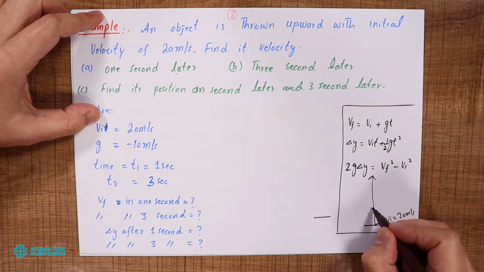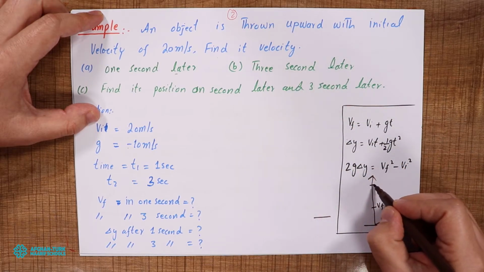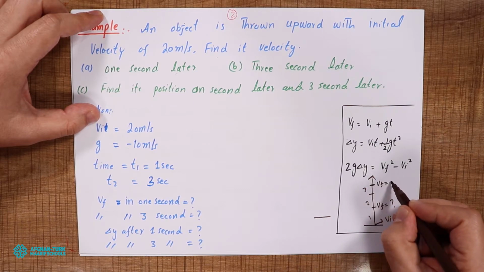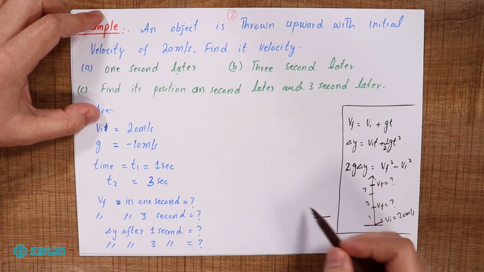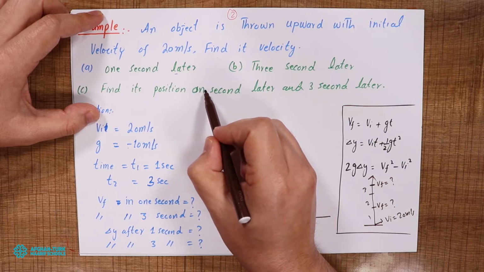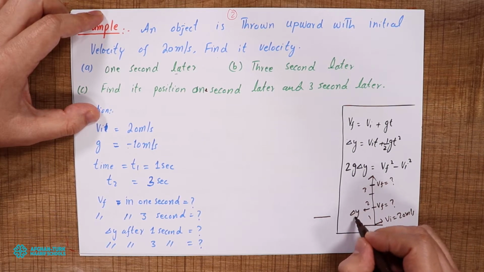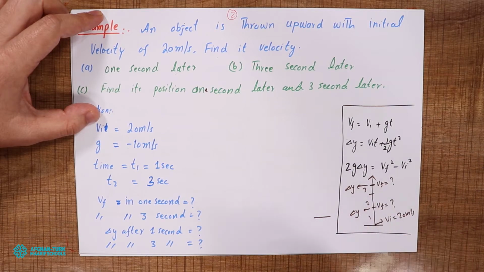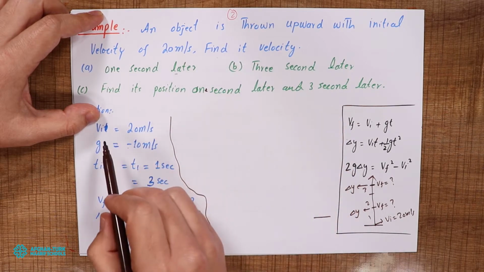They say find its velocity 1 second later. So let's suppose after 1 second we will find vf. This is unknown. And after 3 seconds, let's suppose the body reaches here after 3 seconds, like this is 1, this is 2, we will find the velocity at that point. This is also unknown. We also find the position, meaning the height here, after 1 second and 3 seconds. So at that point we also find the height. So let's see here. If I use the first equation, we will write the values which are given here.